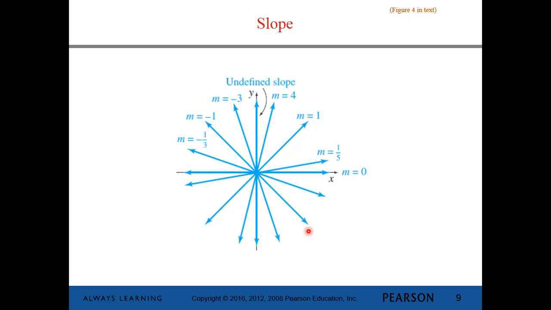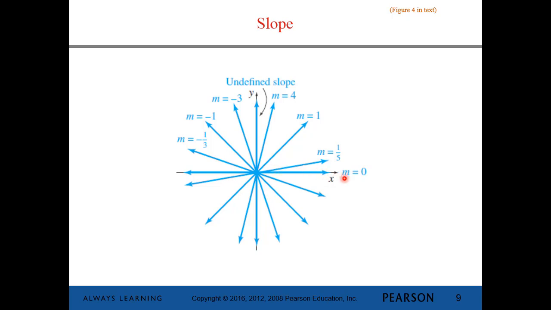So now, what does the slope describe? The slope describes basically how steep the line is, right? So again, it's a change, a rate of change. How fast are we moving in the y direction compared to the x direction? And so we can look at the slope as the steepness of a line.